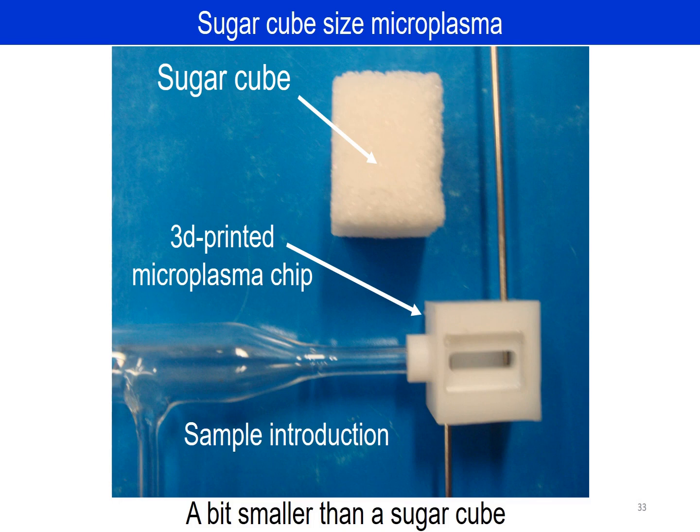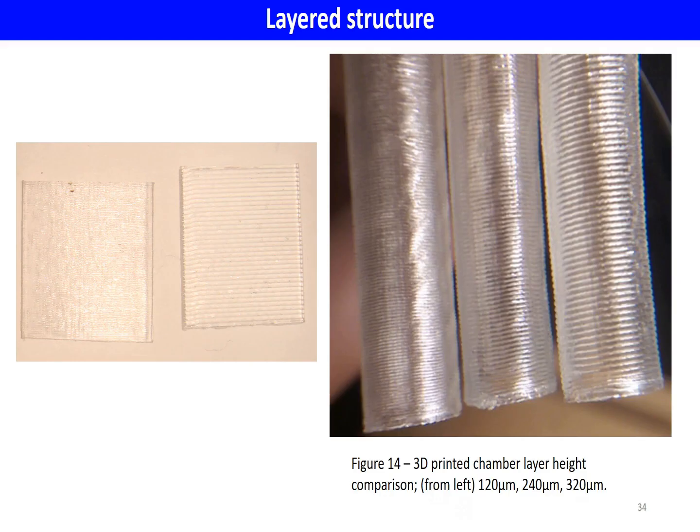You can see the layer by layer printing here, a rib-like structure. From left to right, we're going 120 micron, 240 micron, 320 micron. And you can see this tube here is not really transparent as we would like it to be because of the ribbed kind of structure.